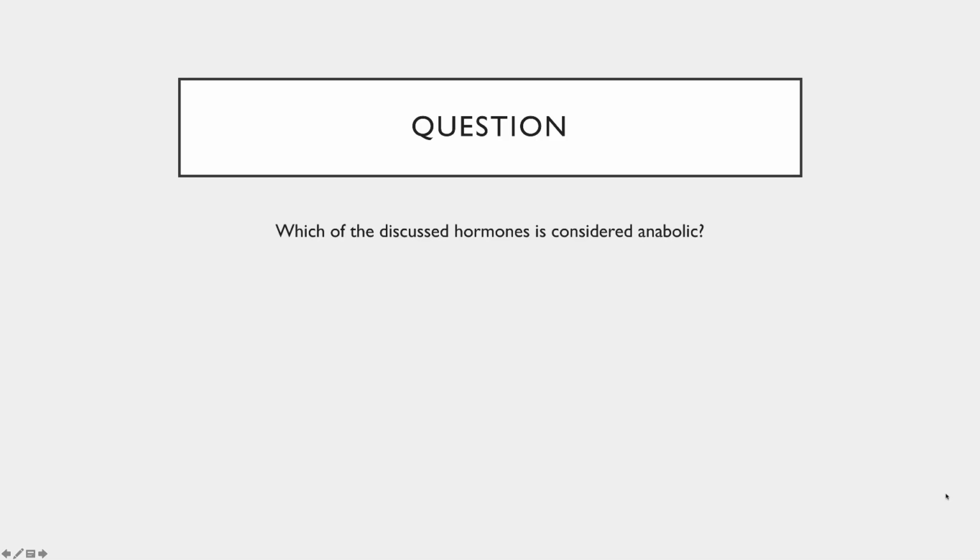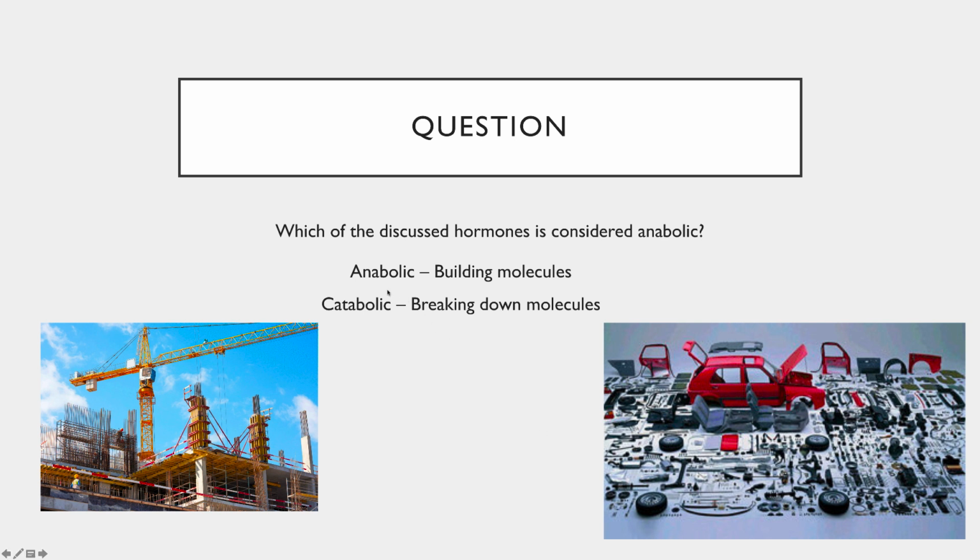Which of the discussed hormones is considered anabolic? So let's look at the terms anabolic and catabolic first. So anabolic is considered to be a building hormone that builds molecules or stores resources. In contrast, catabolic really refers to the breaking down of molecules or the subsequent dismantling of stores. So when we put it in those contexts, the hormone discussed that's anabolic would be insulin. Insulin is used to store excess dietary fuels such that they can be used in the fasted state.